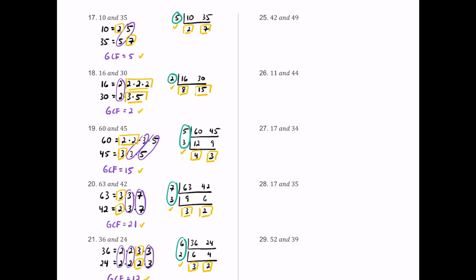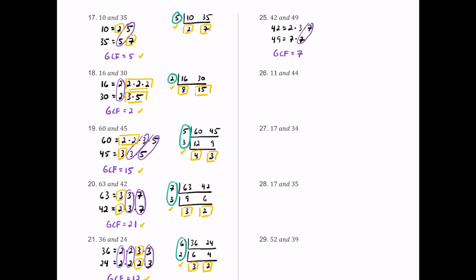For number 25, we have 42 and 49. So 42 we've done a few times now. That's going to be 2 times 3 times 7. Feel free to look back for that one. And for 49, that is just 7 times 7. So right away, hopefully we can see that they only have the 7 in common. So the GCF here would equal 7.